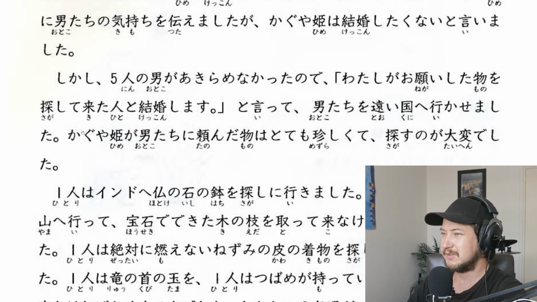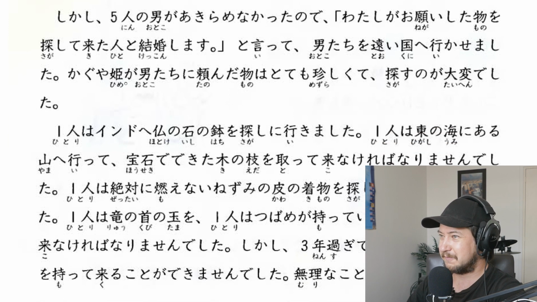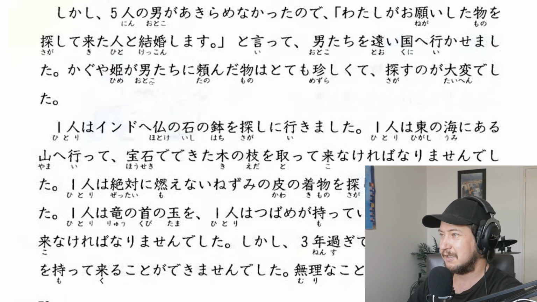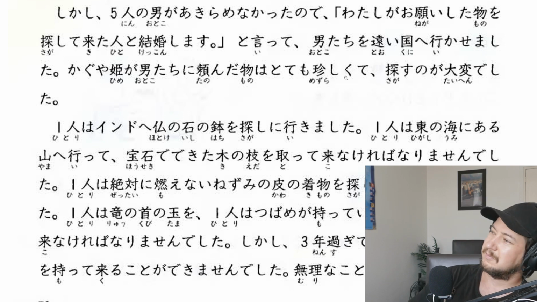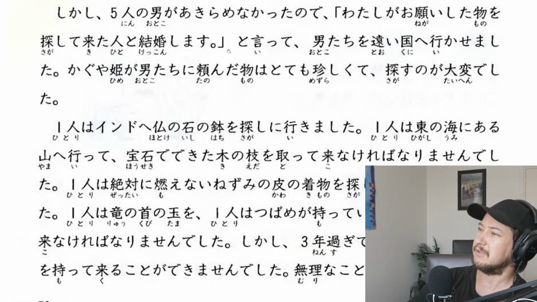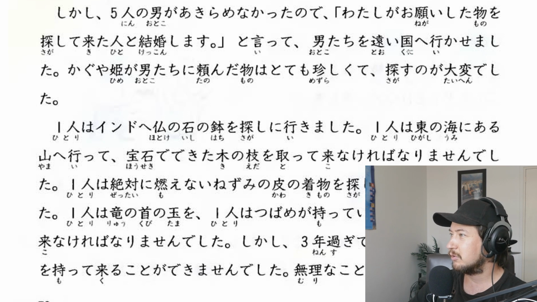Kaguya-sama ga, so this princess, which I didn't register at first, so Kaguya Hime ga otoko tachi ni, so to these 5 men, tanonda mono, so she, tanomu is to request something, and mono is physical object, so she requested some physical objects to bring to her that are really rare, and they had to go to countries far away. So yeah, otoko tachi o toiku ni e ikase, now that kind of makes sense.